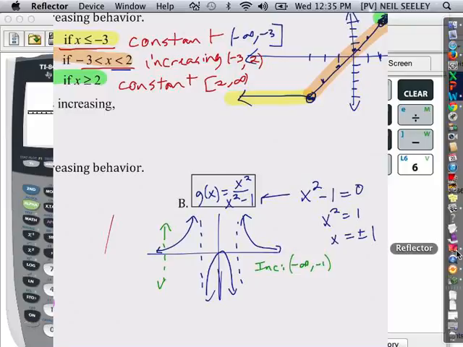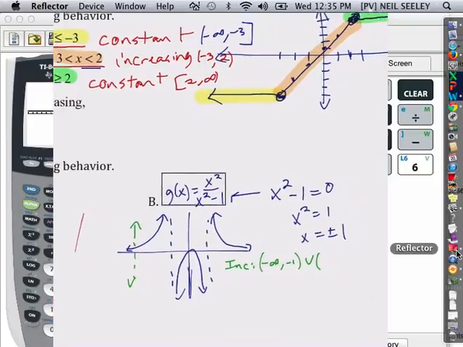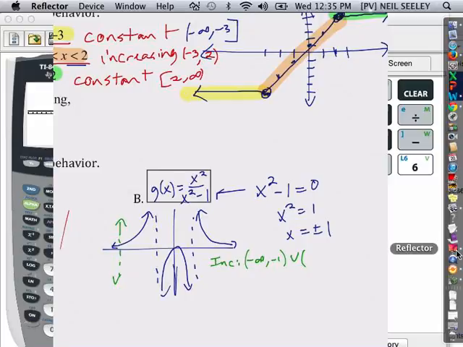The next one, we'll throw a union symbol in there since we're going to do two side by side. It also goes from -1 until when? When does it stop increasing? 0. Yeah. Is it increasing at 0? It's flat. So I would say parenthesis.